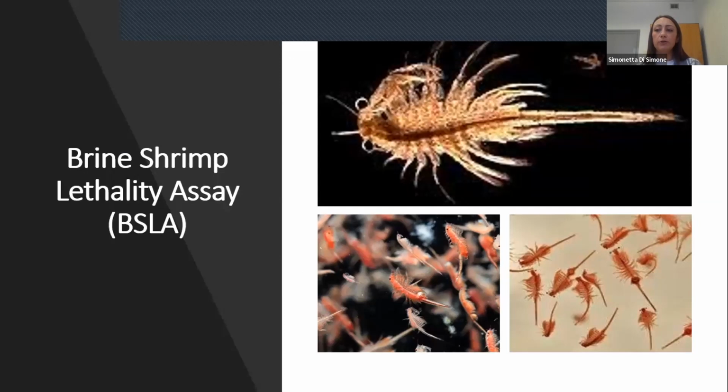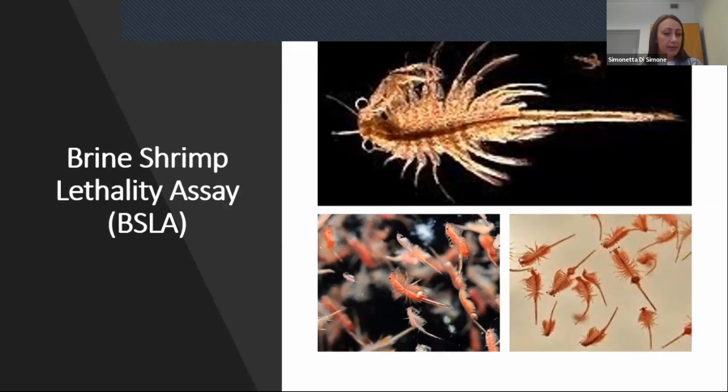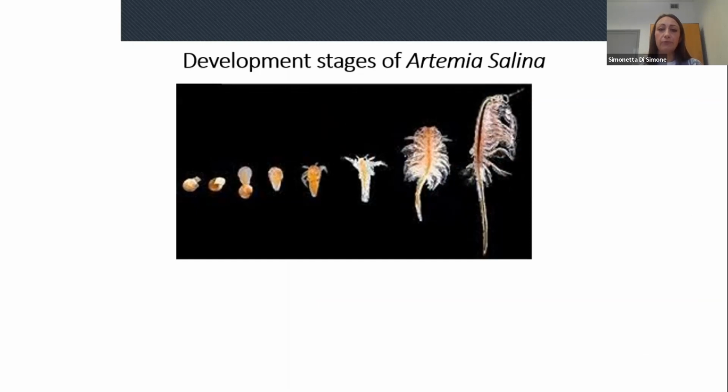So let's now move on to the second independent eco-toxicological assay that we perform, the brine shrimp lethality assay. As I already told you at the beginning of this session, this assay is to investigate the biocompatibility or toxicity limits of an extract. The scientific name of the brine shrimp is Artemia salina. Artemia salina are aquatic microcrustaceans that live in salty lakes and ponds. They are very resistant, actually.